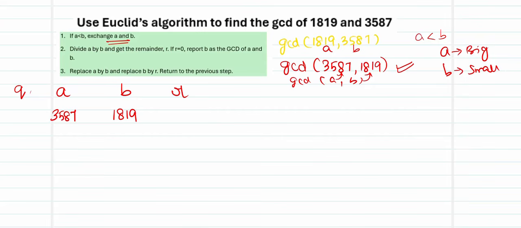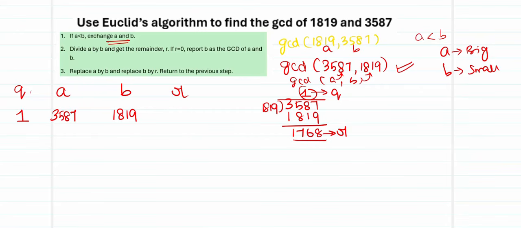Now you divide 3587 by 1819. How many times does it go? It goes 1 time, and 1819 on subtraction leaves us a remainder of 1768. This is my quotient, this is my remainder. Mark the entries over here: 1 time and the remainder is 1768. Is my remainder 0? No, the remainder is not 0, so I will have to repeat the algorithm.